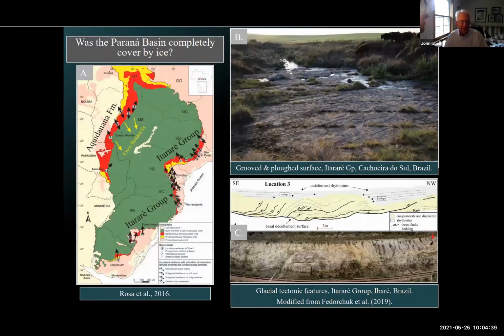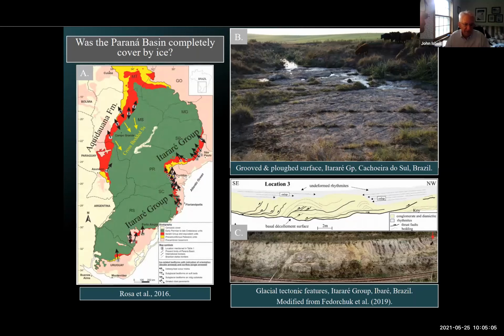When we look at the eastern margin of the basin, it's known as the Itararé group, and it's shown in this map as the red strata. There's abundance of ice flow indicators. All of those ice flow indicators in eastern Brazil, eastern Paraná Basin, suggest flow coming out of Africa and across basin margins into the Paraná.